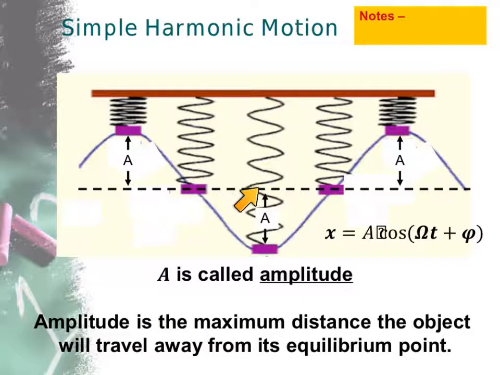Likewise, if you were to come down here and measure its lowest distance from equilibrium, you would also get A. And then again, likewise up here, A, and so on and so forth. So A is as far as our object will travel away from equilibrium.